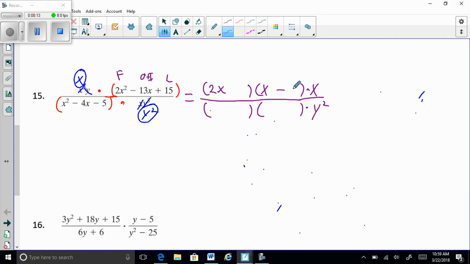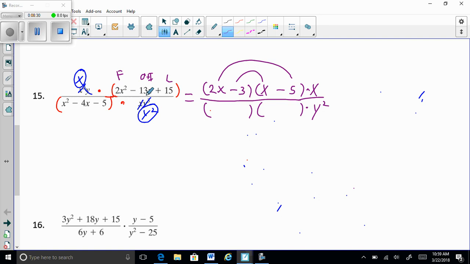And so it looks like I'll probably have a minus 5 right here and a minus 3 right here. So if you look at that, that would multiply to give us the L part, the 15, and then the inner and the outer, if you multiply that together and add them, they add up to negative 13x.